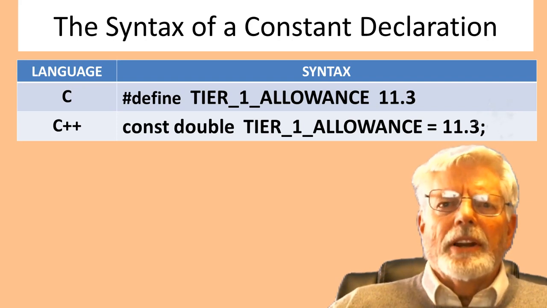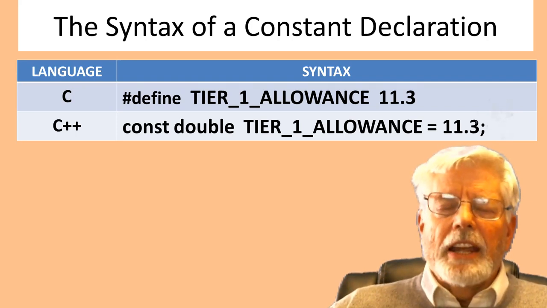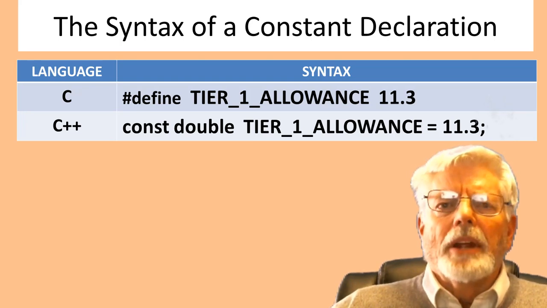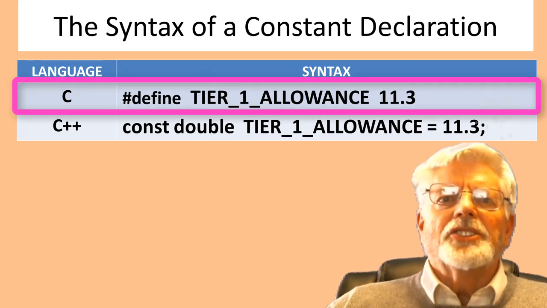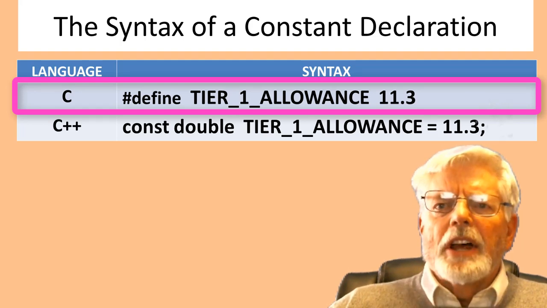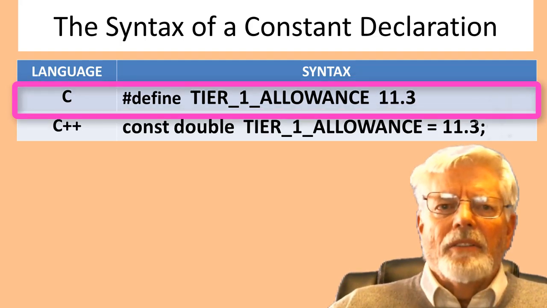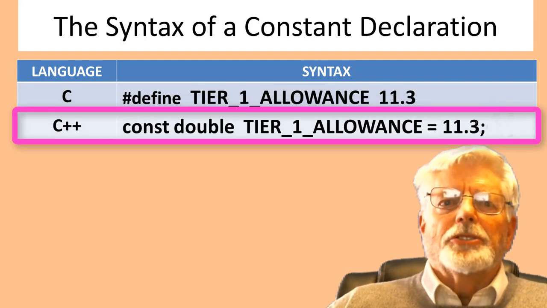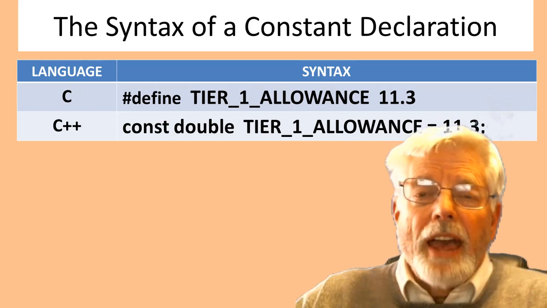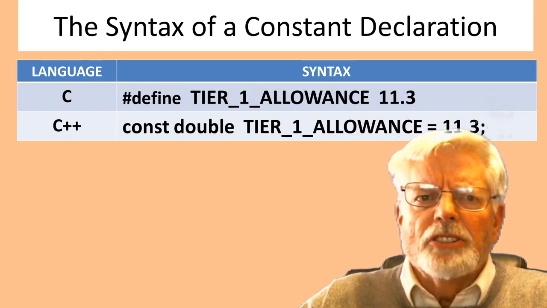The syntax for declaring a constant is different between C and C++. Here are examples of how to declare a constant named TIER1_ALLOWANCE in C and C++. The C language starts with a #define, and does not use the equal sign or semicolon at the end of the line. C++ starts with the const keyword, a data type, a name, the equal sign, a value, and ends with the semicolon. Other programming languages have their own syntax for declaring a constant.